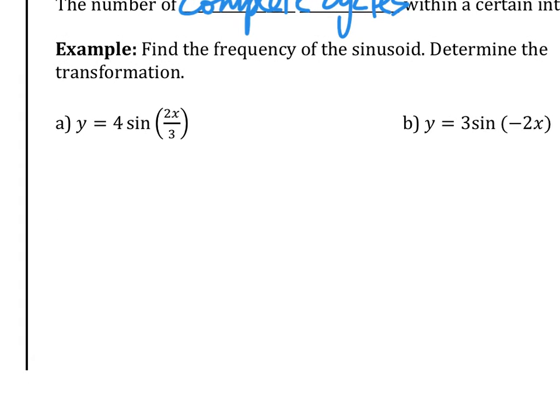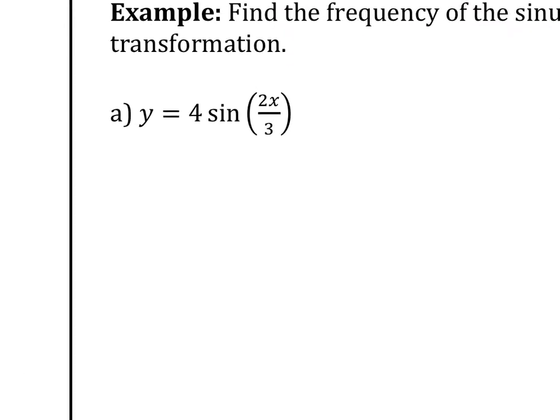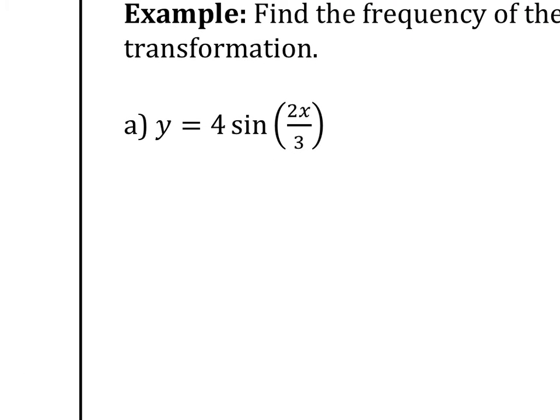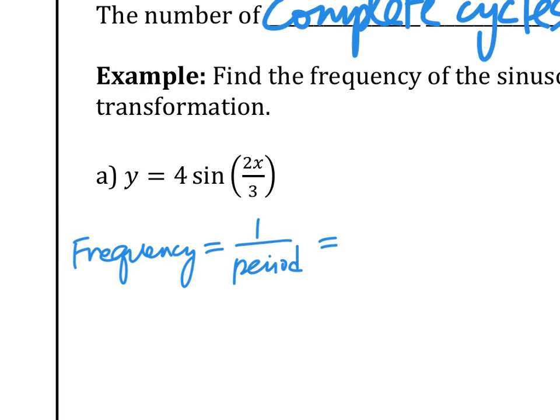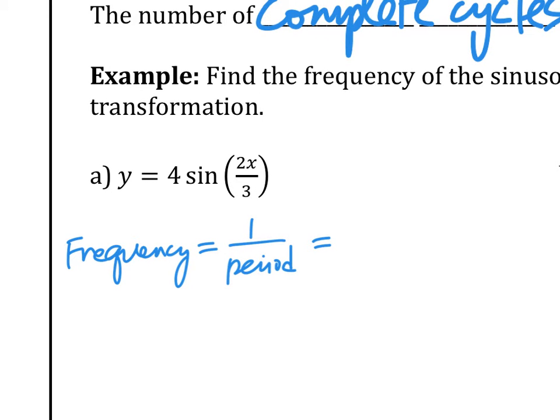Find the frequency of the sinusoid, determine the transformation. So again, I will show you how to do one, and then you can do the other one. So frequency is 1 over period. Okay, and then remember the period formula is 2 pi over b, or 2 pi over absolute value b. So this is the reciprocal of that, so it's absolute value b over 2 pi.